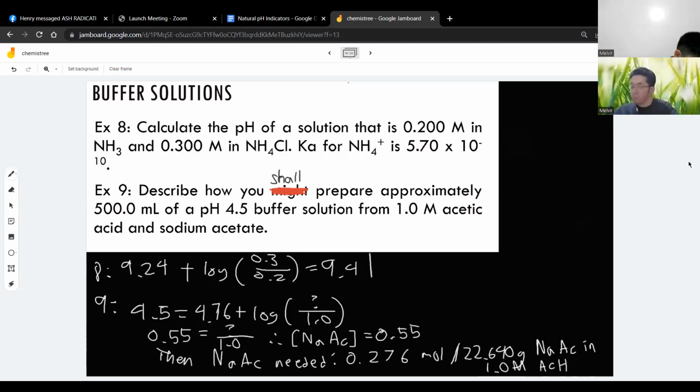Okay, good. Kasi nga, 500 ml lang naman yung. Paano mo i-prepare? Describe the preparation.